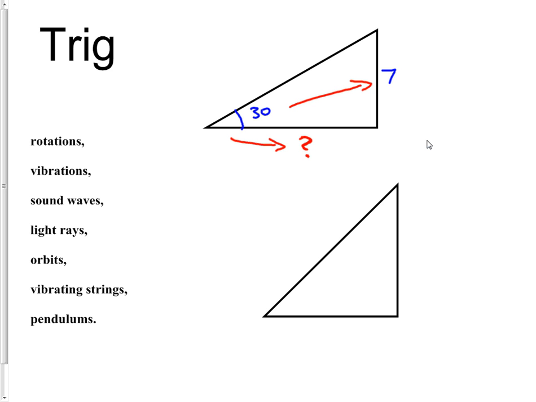Okay, do you remember this? Is that coming back a little bit? Okay, there were two really important kinds of triangles. The 30, 60, 90. That's this one. And remember what this one's called? 45, 45, 90.